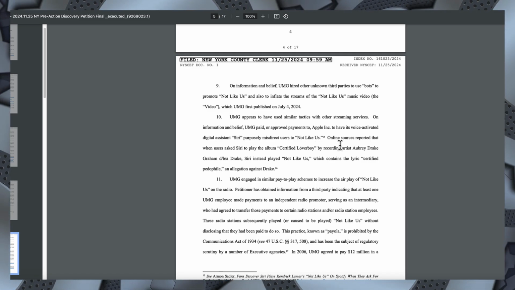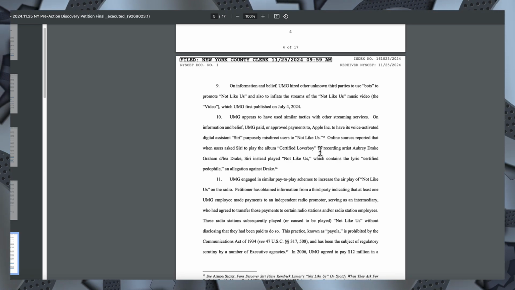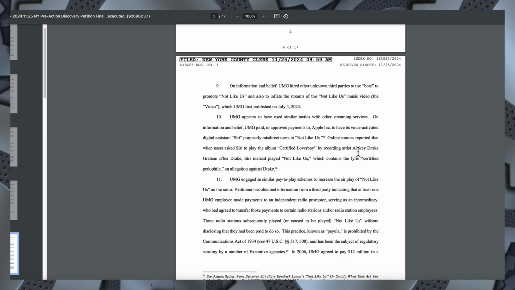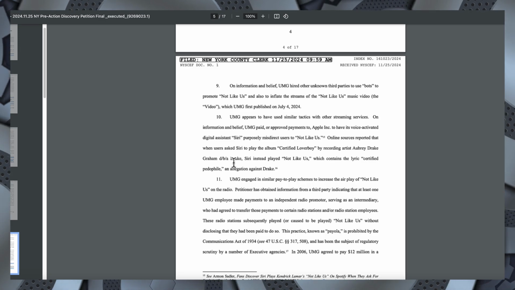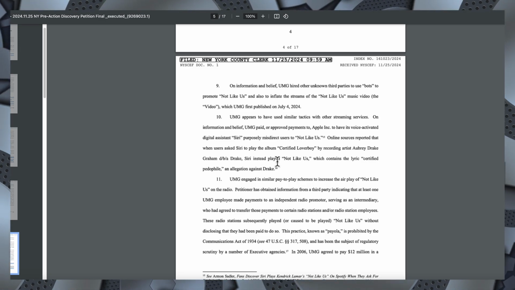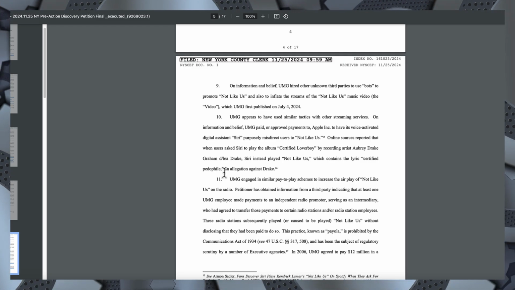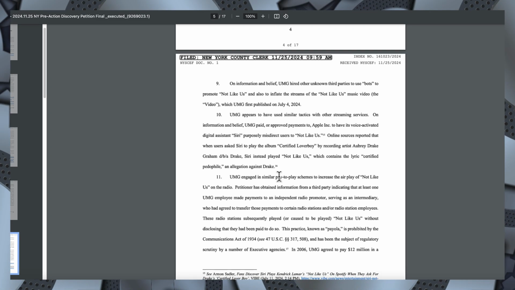Online sources reported that when users asked Siri to play the album Certified Lover Boy by recording artist Aubrey Drake Graham, DBA Drake, doing business as, Siri instead played Not Like Us, which contains the lyrics Certified Pedophile, an allegation against Drake.